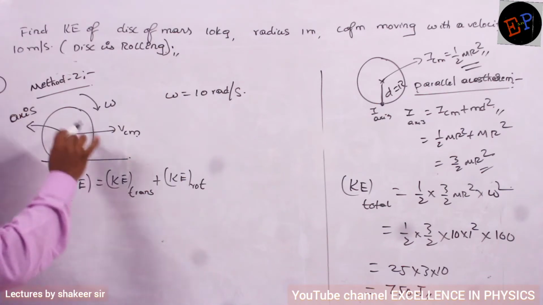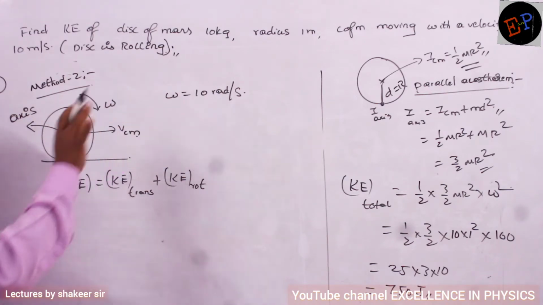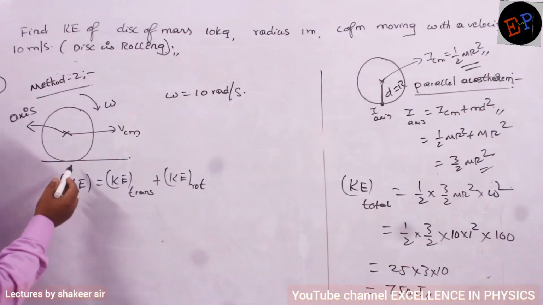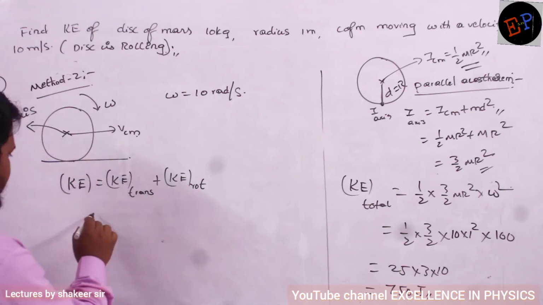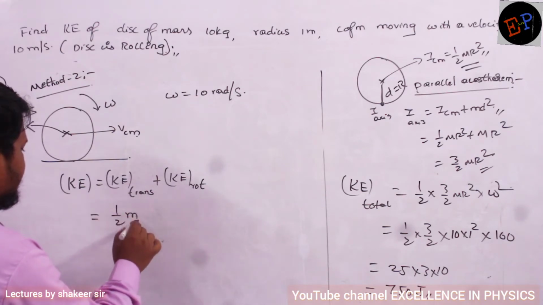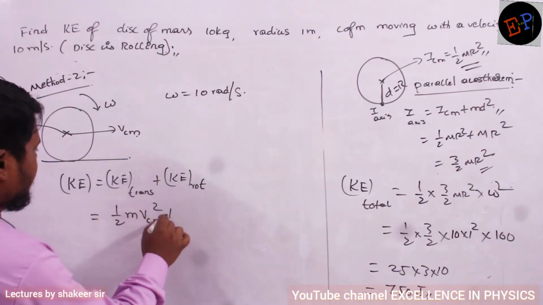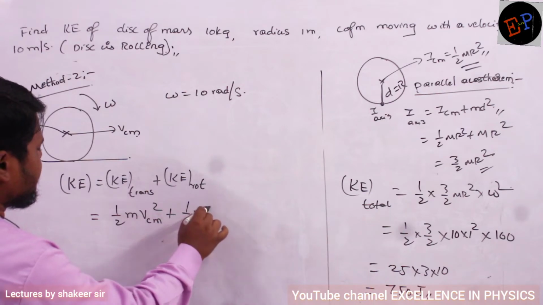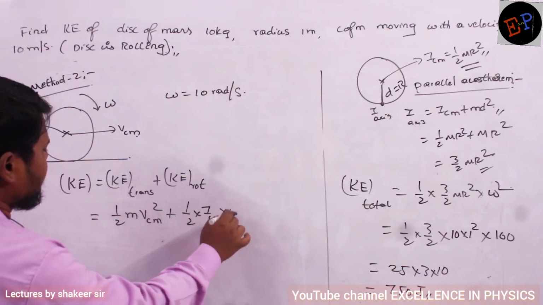Okay. Body is rotating about this axis and it is moving also. Previously we have taken this to be the axis of rotation. That is the difference. So kinetic energy because of translation is half m v center of mass square, and kinetic energy due to rotation is half I center of mass into omega square.